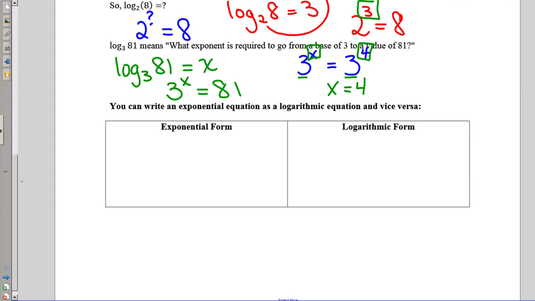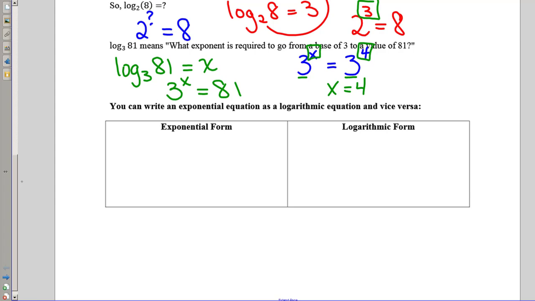One of the first things we're going to do when we're dealing with logarithmic equations is to be able to convert back and forth between exponential form and logarithmic form. Similarly, in the last section, we wanted to be able to convert from exponential to radical form. Now we're going to take from exponential form to logarithmic and vice versa.